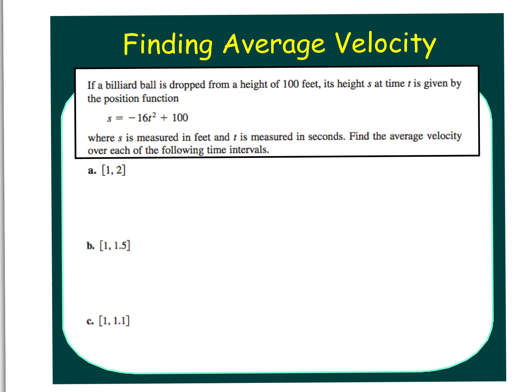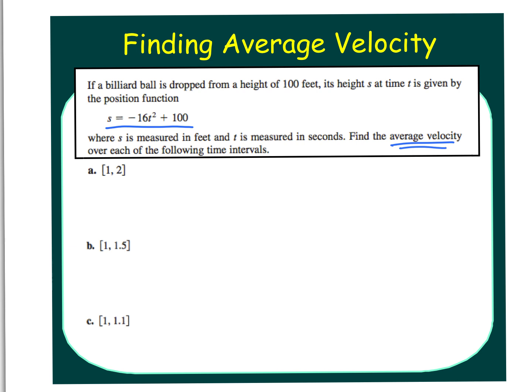All right, so now we're going to find average velocity. I need a good reader, or somebody that drops things off buildings. Go ahead, Luke. If a billiard ball is dropped from a height of 100 feet, its height s at time t is given by the position function s equals negative 16 t squared plus 100, where s is measured in feet and t is measured in seconds. Find the average velocity over each of the following time intervals. Fantastic. So average velocity, again, what should I think of? Algebra slope of position.